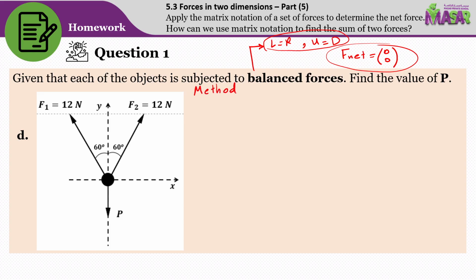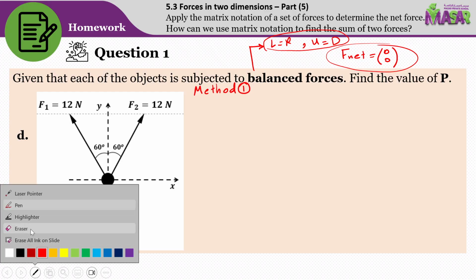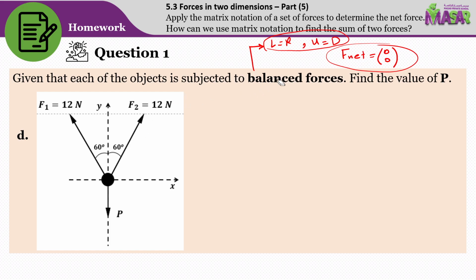Method 1, I will use the left equal right, up equal down method. However, before I start solving, let me pay your attention that in both cases we need to decompose F1 and F2 because they are angled forces. As you can see here, F1 is not along the vertical nor the horizontal, it's angled with an angle 60 degree as well as for F2. So whether you want to choose the first method or the second method, in both cases, you should first break down or decompose F1 and F2.